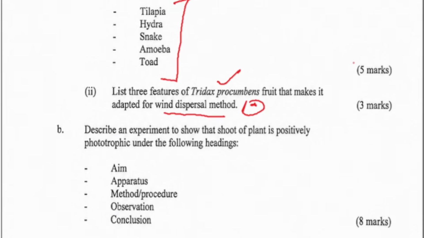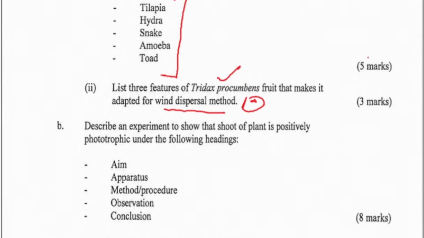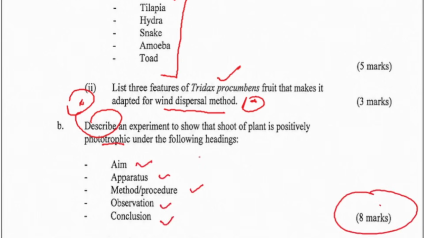This was a very simple year, and yours is going to be much simpler actually. Describe an experiment. You must know this because they asked 2 of this particular type this year, so you must go and learn how to describe simple experiments. Describe an experiment to show that the shoot of a plant is positively phototropic under the following headings. So you must put your aim, your apparatus, your method and procedure, observation, and then your conclusion. You must talk about those parts to get your marks. The marks will be shared along that.